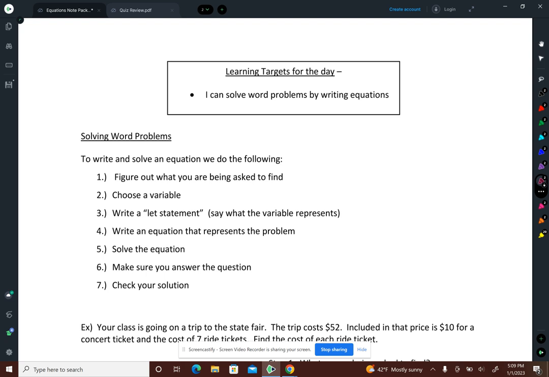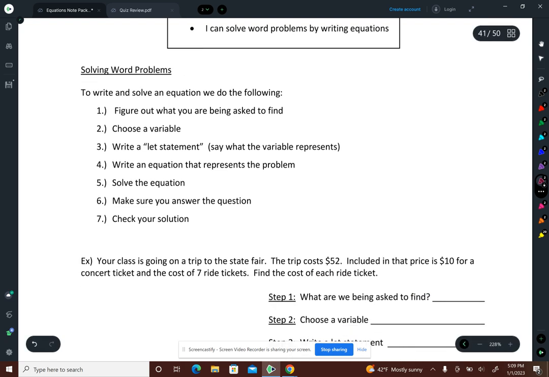Write a let statement, so that's saying what does this variable that I'm choosing represent. Then you're going to write an equation that represents the problem, solve your equation, make sure you answer the question. That's kind of like sometimes there might be a second part to the question that you need to go back and answer or something like that. And then check your solution.